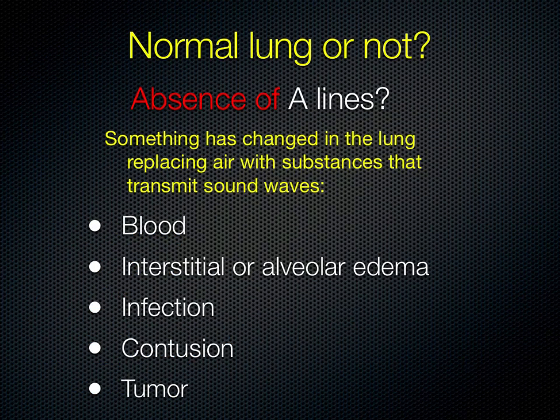So what if there aren't any A lines? Again, A is for air, so in normal lung you should see A lines, but what if there are not A lines? What does that mean? All that means is that something, and we don't know what, has changed in the lung that replaces air with substances that can transmit the sound waves, and that substance can be fluid, blood, pus, contusion, atelectasis.